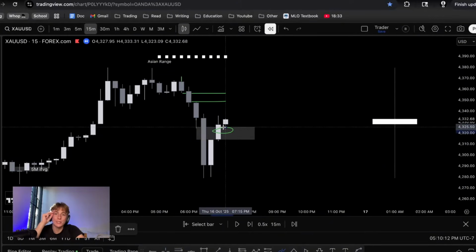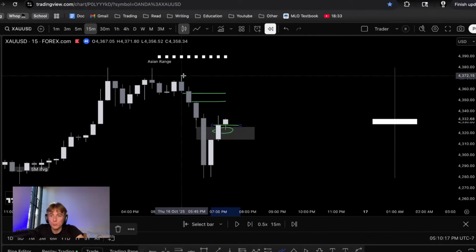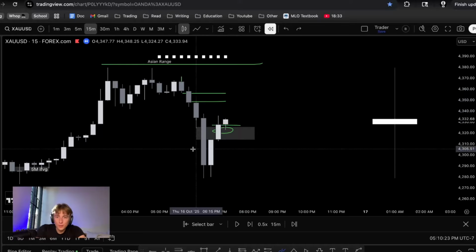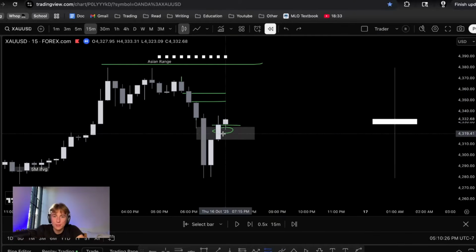And you can see right here, we tap back into it. So we would be getting in off of an IFVG. If we're expecting price to drop to all-time highs again, or into the next confluence like this one, then you take longs from this.